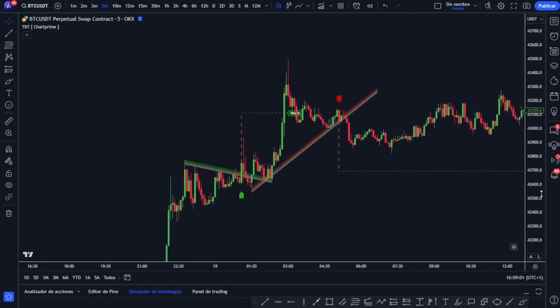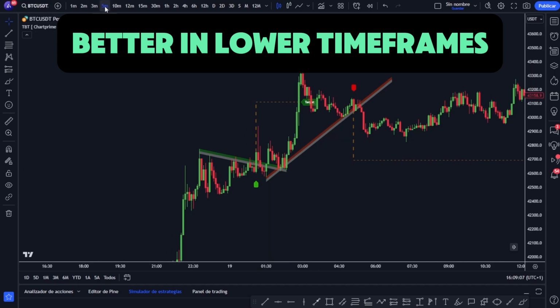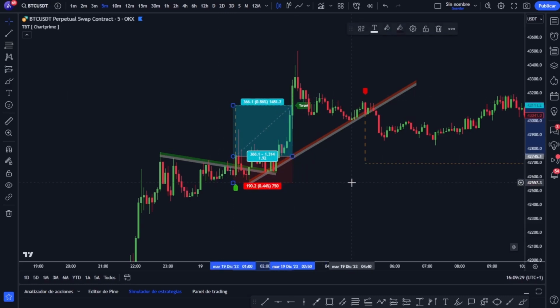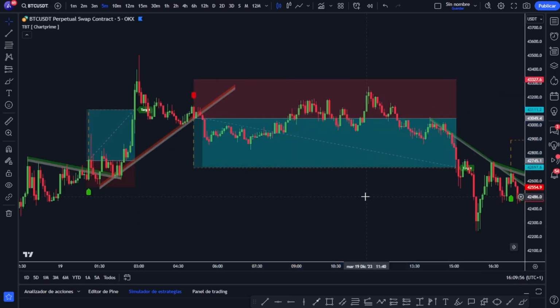But of course, you might be thinking that this type of indicator is much more convenient to use in lower time frames for scalping style trading, for example, on 5 minutes. Yes, indeed, this indicator is literally a bomb for producing trades in low time frames. Here you have a couple of simple examples. But of course, this doesn't end here.